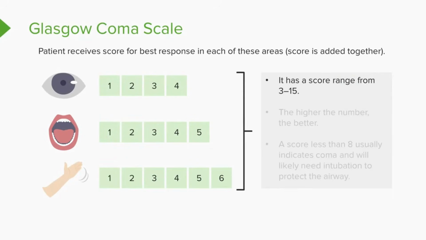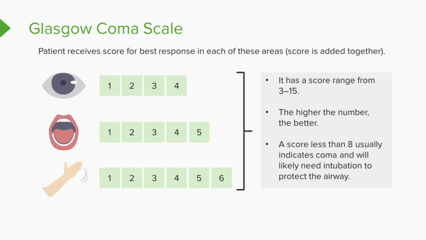Well, that should make sense, right? Because if you gave them a 1, 1, and a 1, they would be dead. But if you gave them a 1, 1, and a 1, that would be a score of 3. If we added 4, 5, and 6 together, that would be 15. So when we say 3 to 15, that gives you an idea and a reference of what we're talking about. The higher the number, the better. That's why I said if you get all 1s, that's really good in golf, not very good in the Glasgow Coma Scale. So the higher the number, the better.